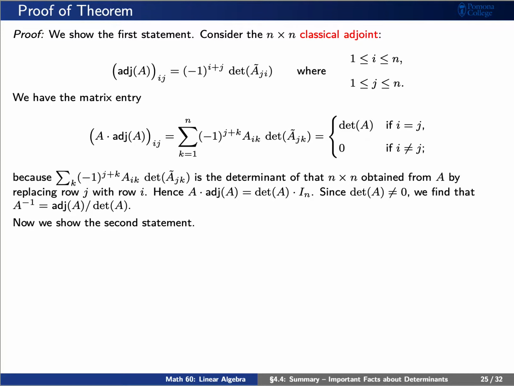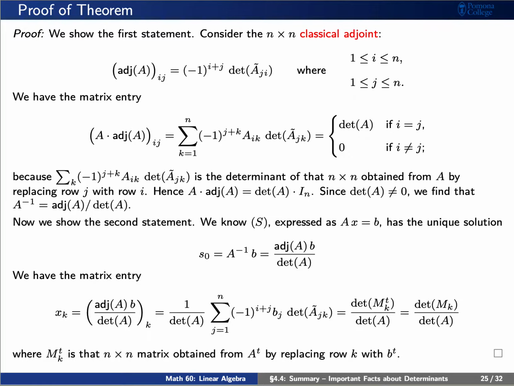Let's now prove the second statement. Well, we already know that our system can be expressed as A times x equals b, so essentially by multiplying A inverse on both sides, we find that the unique solution is the classical adjoint times the vector b divided by the determinant of A.